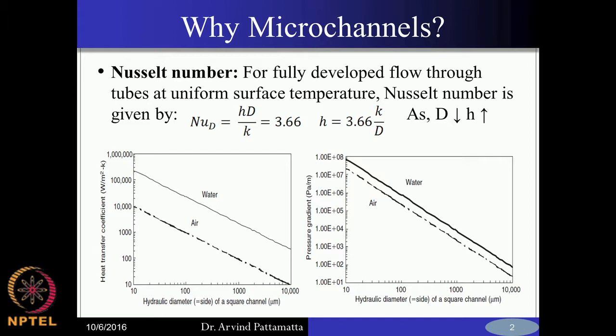Now, coming to why we need to look at microchannels first of all: microchannels are increasingly becoming popular devices for effective cooling applications, especially electronic cooling. So, what is different about microchannels compared to macro channels? If you look at fully developed flow through tubes, and you assume the boundary condition to be a uniform surface temperature, the Nusselt number is a constant in the laminar flow regime. For the case of a uniform surface temperature it is 3.66, whereas for uniform heat flux it is 4.36. So, you have a fixed value of Nusselt number, especially in the laminar regime.